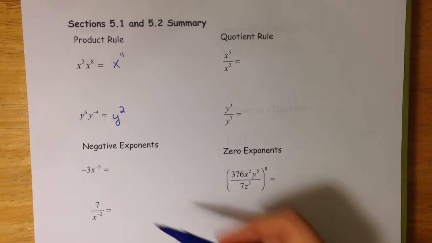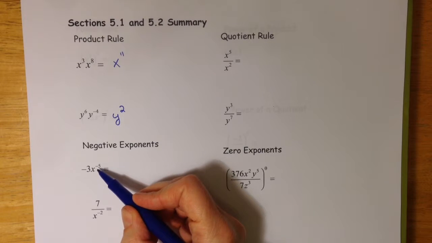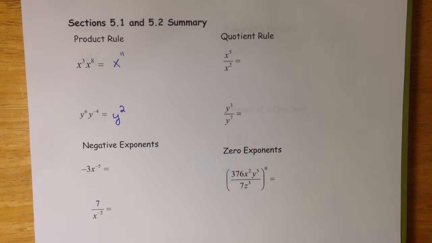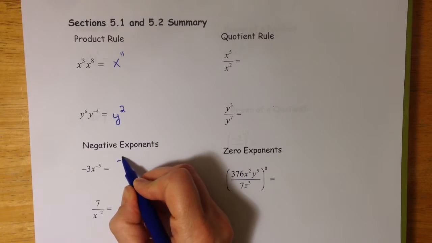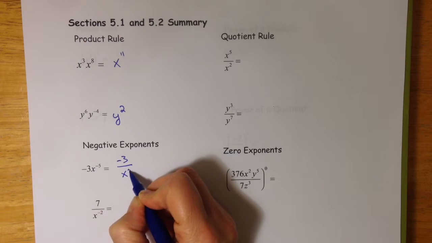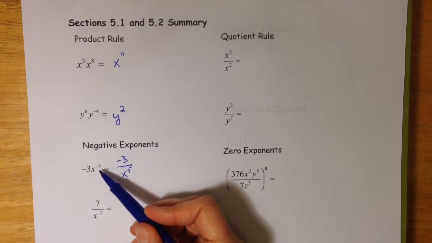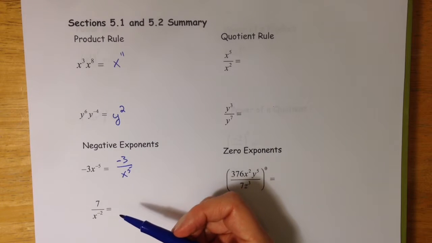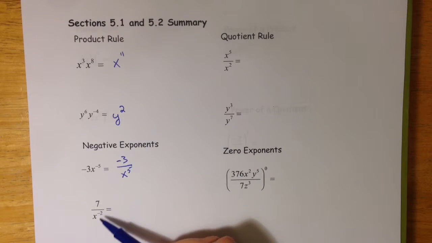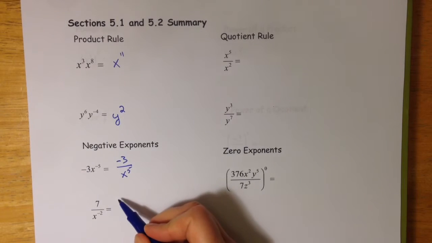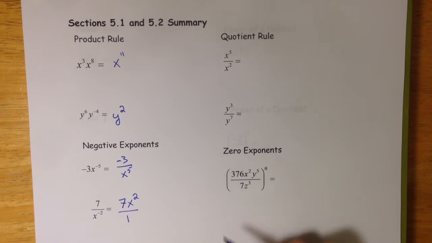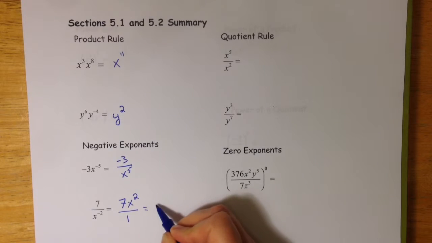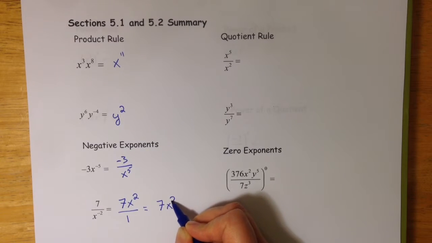There were negative exponents, where a term that had a negative exponent could be flipped to the other side of the fraction to make the exponent positive. Negative 3x to the negative 5th will become negative 3 over x to the 5th. Notice that only the exponent changes there. The negative 3 can just stay the way it is. Here I have 7 over x to the negative 2. I'm going to flip that x to the negative 2 to the top of the fraction and make that 7 times x squared. Notice that a 1 is left behind, but you don't really need to write that since anything divided by 1 is just itself.